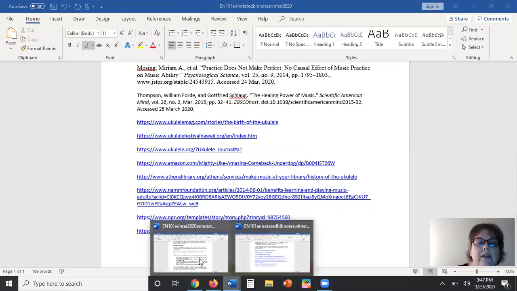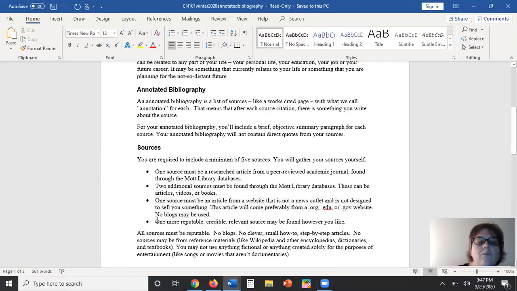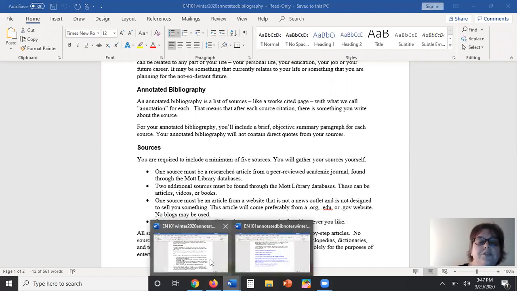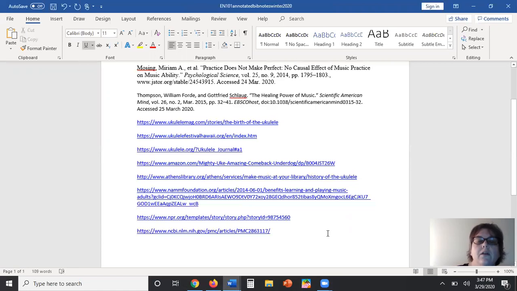And then I also need another source. I need one more reputable, credible, relevant source, and it can be found any way I like. And I found a bunch that are probably going to be useful in explaining to people what my love for the ukulele means to me, right? So I hope this is helpful.